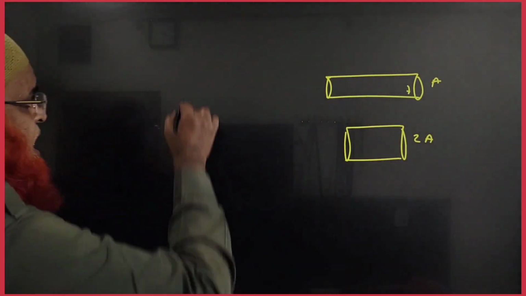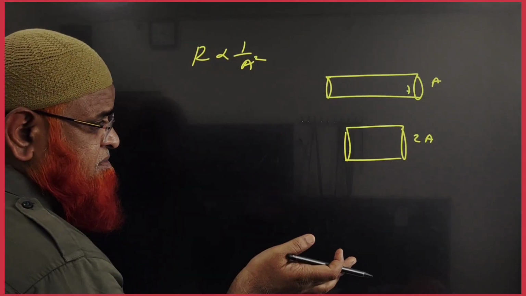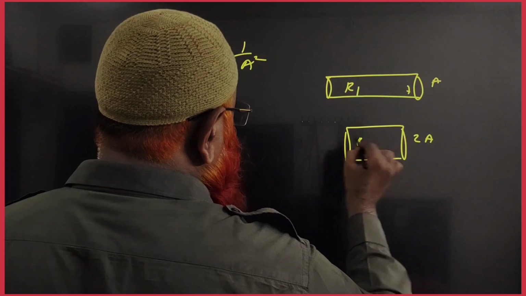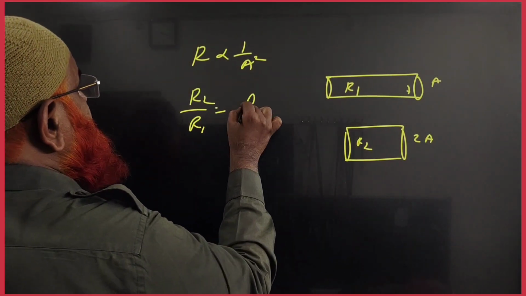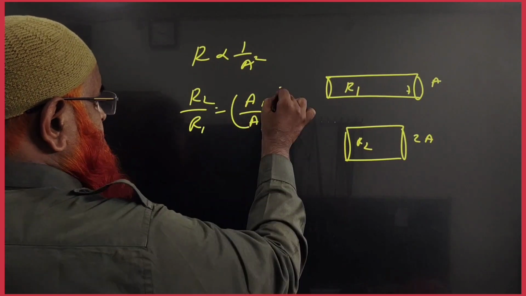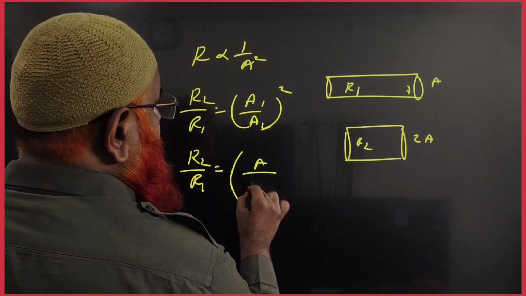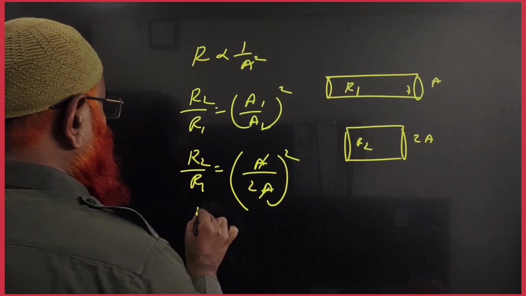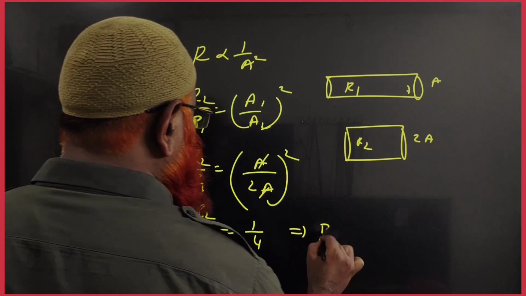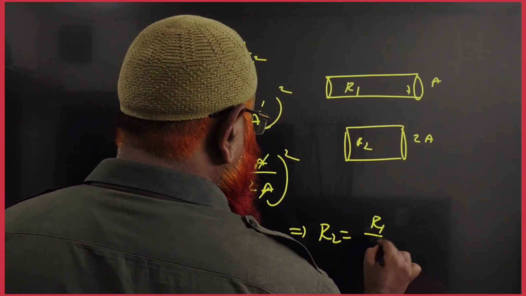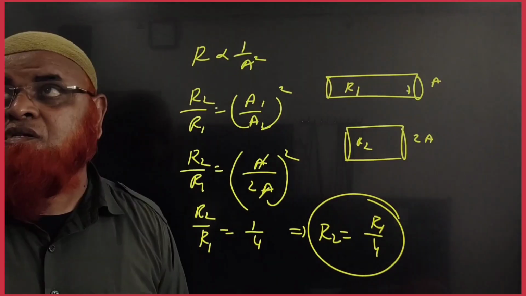Then what happens here? I just told you that resistance is inversely proportional to A square. Just now, am I right or not? So previously resistance is R1, then what happens to the new resistance R2? So we can write R2 by R1 is nothing but A1 by A2 whole square, because it is an inverse relation. So R2 by R1, A1 is A, A2 is 2A, whole square. R2 by R1 is 1 by 4. This implies that R2 is equal to R1 by 4. Is it clear? So these are all stretching cases. So let's stop here today.